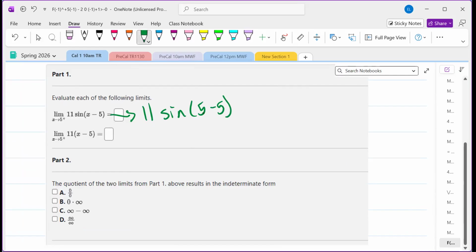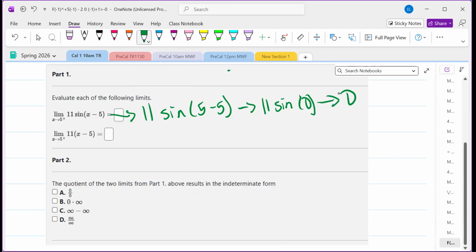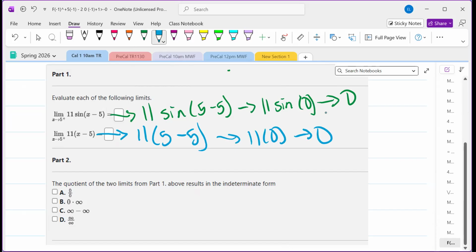So I plug in my 5. 5 minus 5 is 0. So I get 11 times the sine of 0. Sine of 0 is 0, though, so this is really just 0. Now on my bottom, I plug in my 5. 11 times 5 minus 5. That is 11 times 0, which is 0. So the quotient of those two limits is 0 over 0.